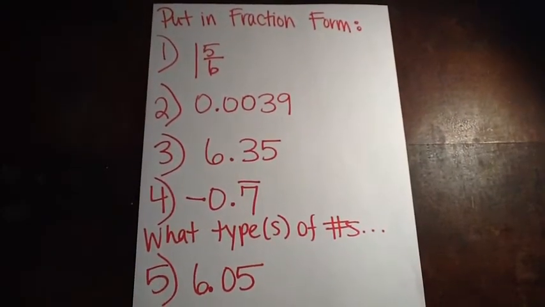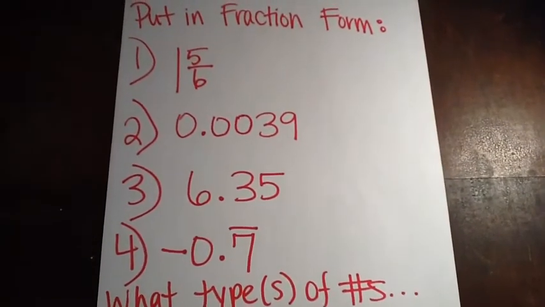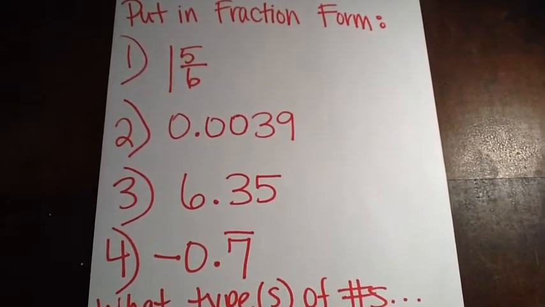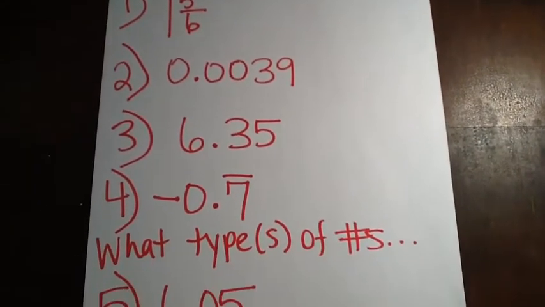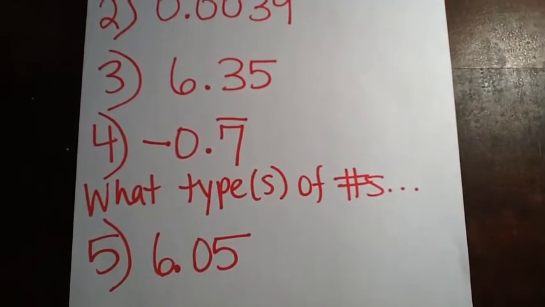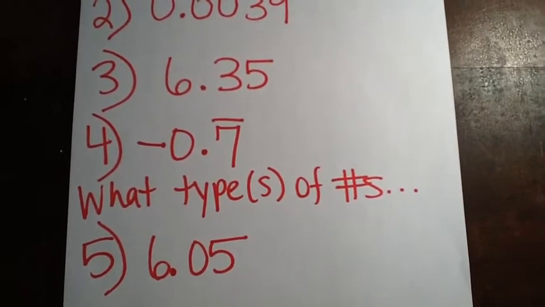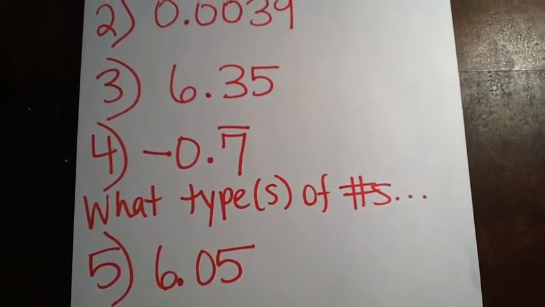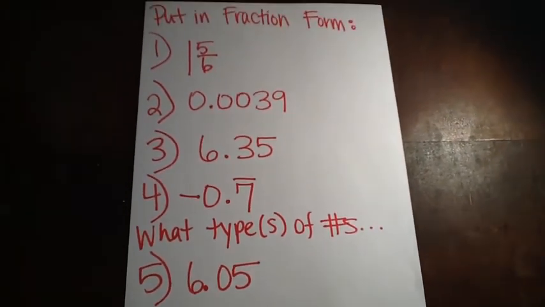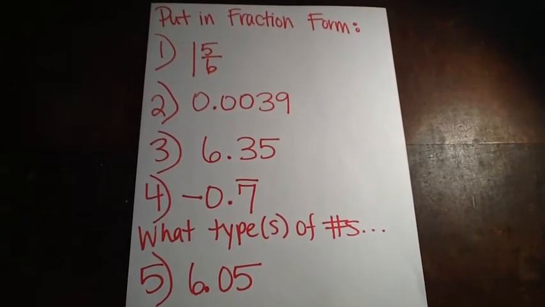Alright, you have 5 problems to do for me. These first 4 problems, go ahead and change the mixed number and decimals into fraction form. And this last problem, all you have to do is say what type of number it is. Is it a natural number, a whole number? Is it an integer, a rational number, or more than one? Go ahead and do those, and we'll see what you get tomorrow. Good luck.